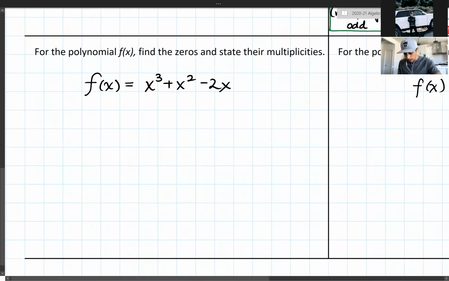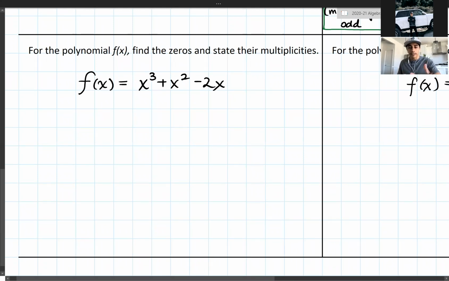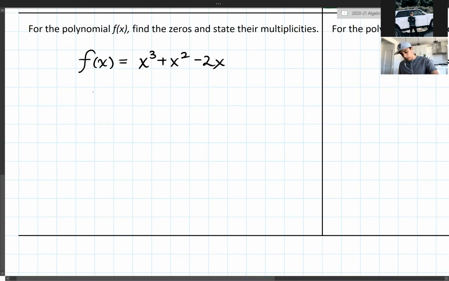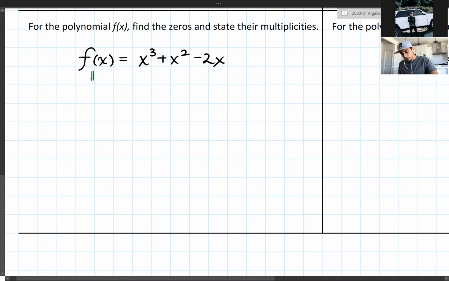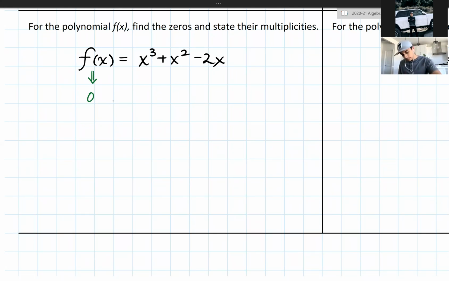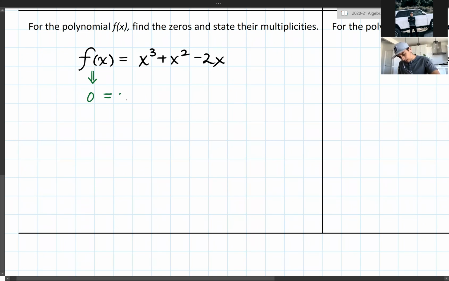All right, for the following polynomial, once again, find the zeros and state the multiplicities. The other reason why they call it find the zeros is because when you're looking to solve, what is it that you have to turn this into? You have to turn it to 0, right? So you're finding the x value that makes the whole function equal to 0. Okay, so we begin with a familiar process.